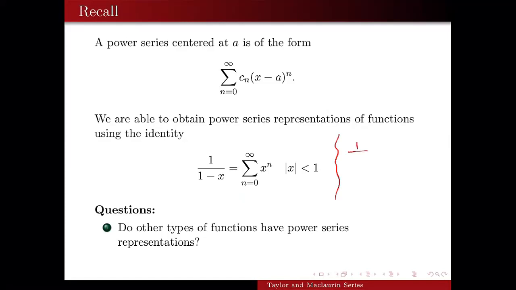We have 1 over 1 plus x squared. Okay, if you recall, this is just the sum of (negative 1) to the n, x raised to power 2n, from 0 to plus infinity. And the equality holds provided that the absolute value of x is less than 1. So from here, you can derive the power series representation of arctan. Okay? You just need to integrate this one. And so on and so forth.